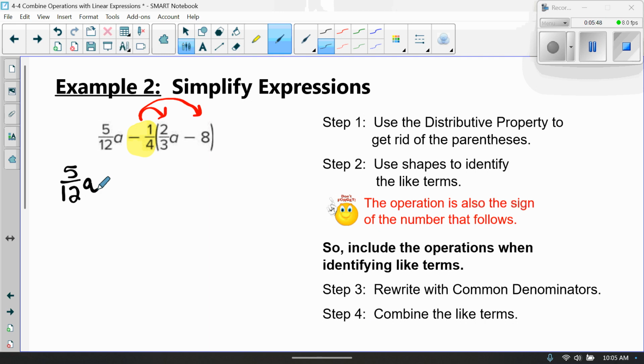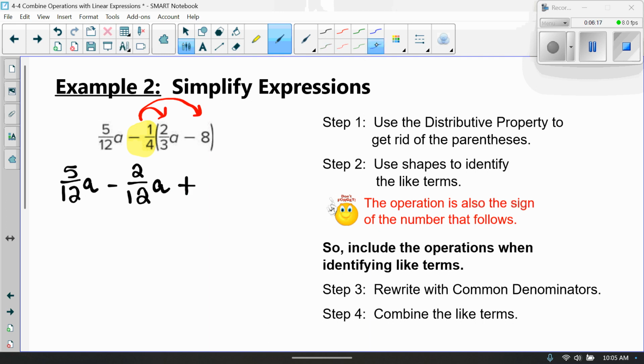Well, you know 1 times 2 is 2, and 4 times 3 is 12. Oh, look at that. Common denominator already. So here, this is going to give us a negative 2 twelfths A. Okay? And then a negative 1/4 times a negative 8. Negative times a negative is going to be a positive.